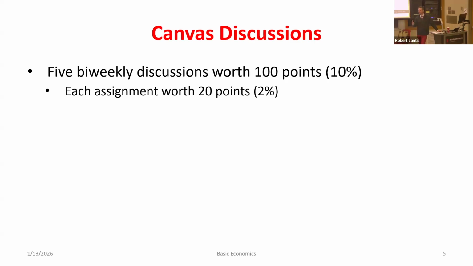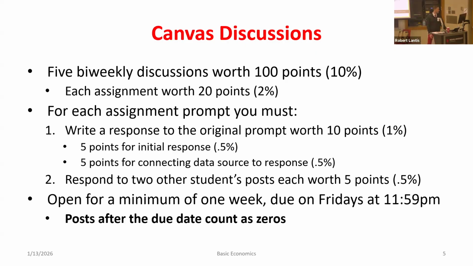So in a section this big, we have these Canvas discussions to generate some work with your peers. These are going to be worth 10% of your overall grade. There's 5 of them. Each one's worth 2%. So, these should be pretty easy.